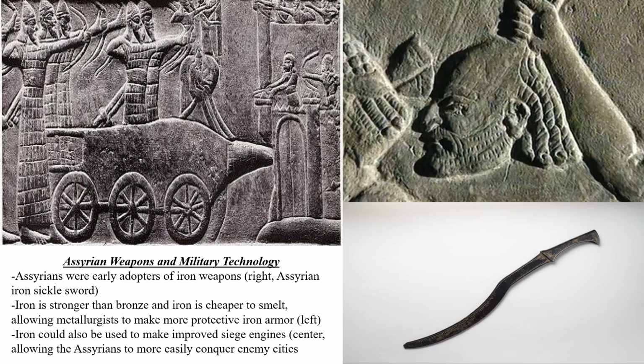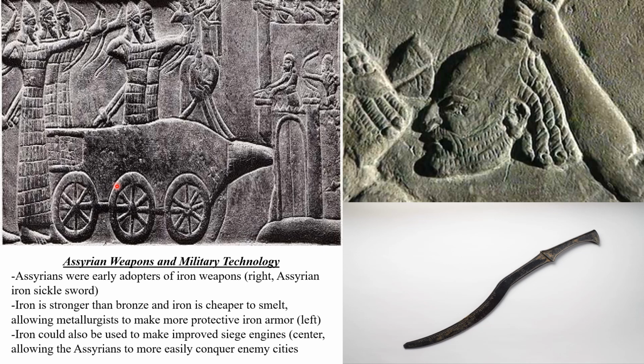One of the reasons the Assyrians were so militarily powerful came from their early adoption of iron weapons. Here, on the right-hand side of the slide, you can see an Assyrian sickle sword. Iron is stronger than bronze, and it's also cheaper and easier to smelt, allowing metallurgists to make better swords, spears, and also better armor that offers more coverage, as seen here on this slide, with the Assyrian soldiers wearing scale armor that extends from their neck all the way down to their feet.